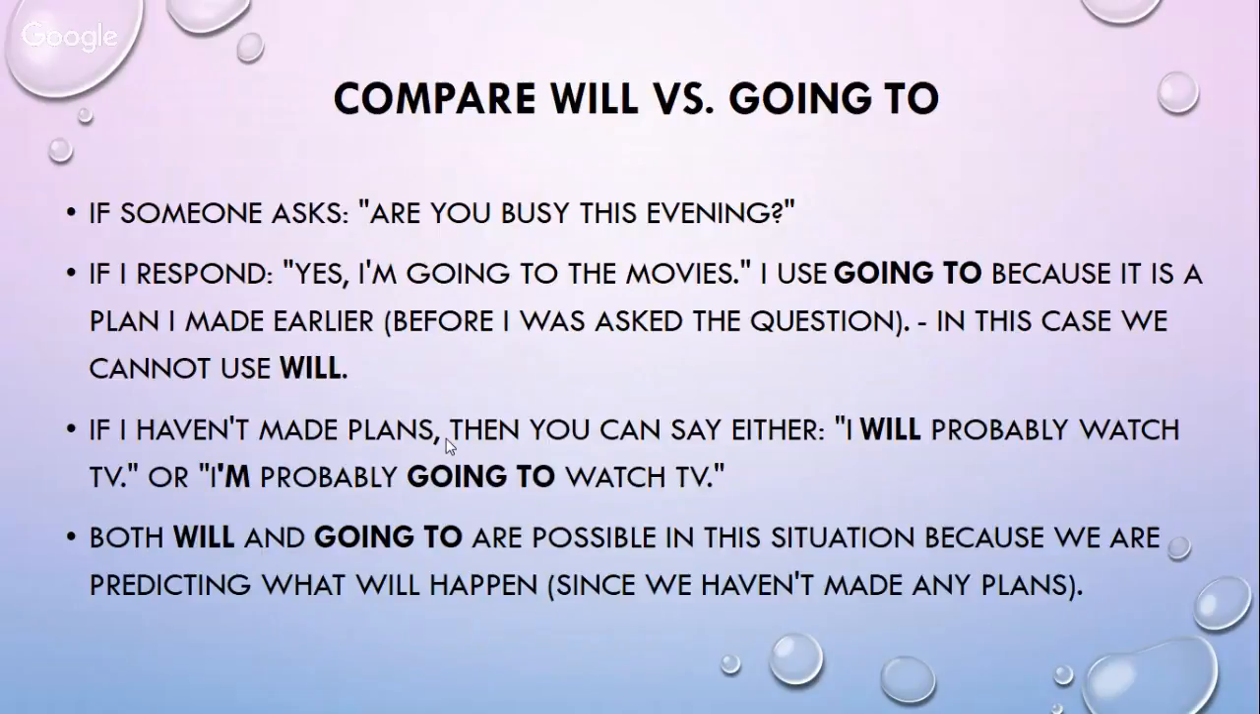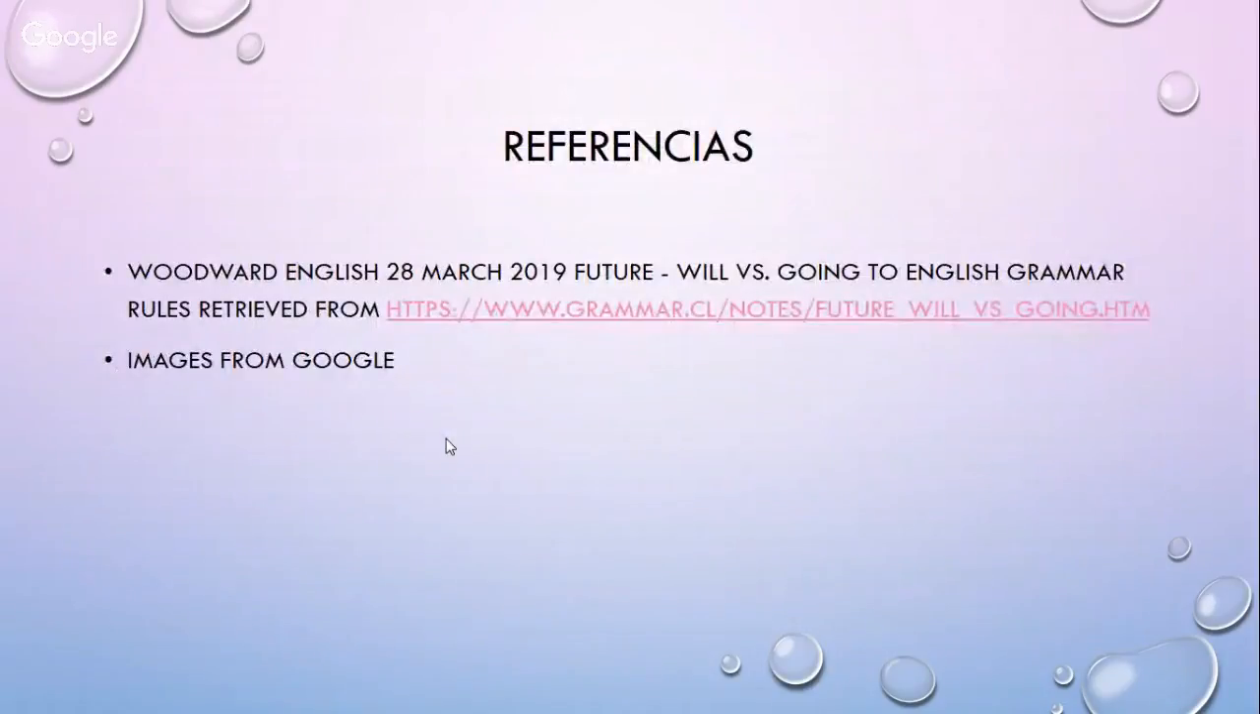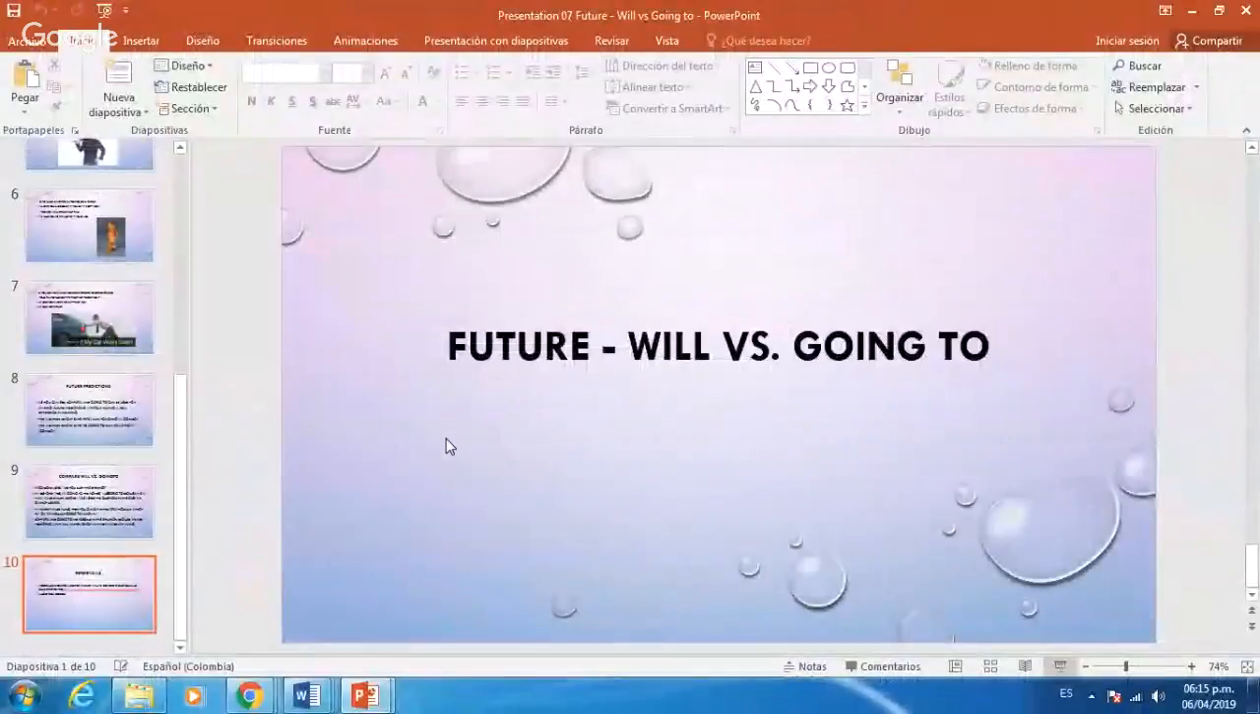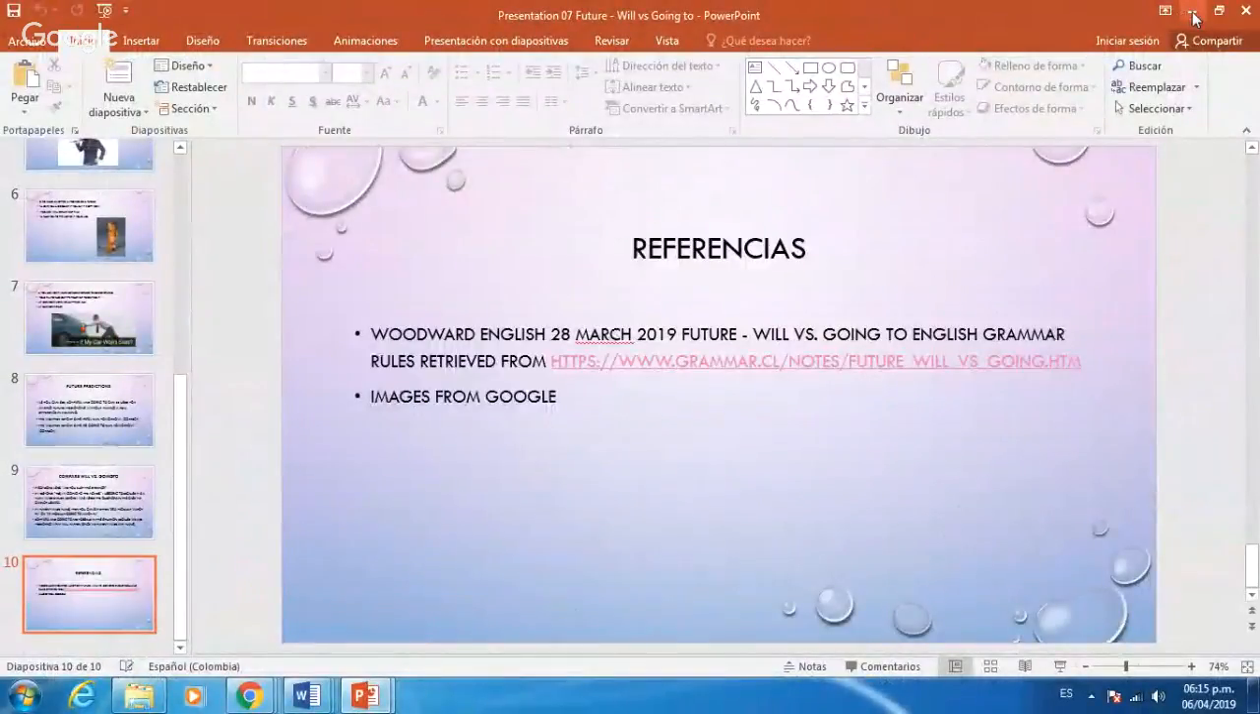If I haven't made plans, then you can say either I will probably watch TV or I am probably going to watch TV. Both will and going to are possible in these situations because we are predicting what will happen since we haven't made any plans. Now, we are going to do the practice if it's possible.